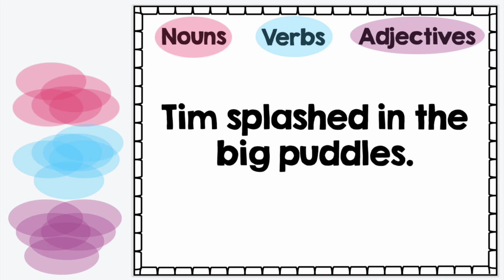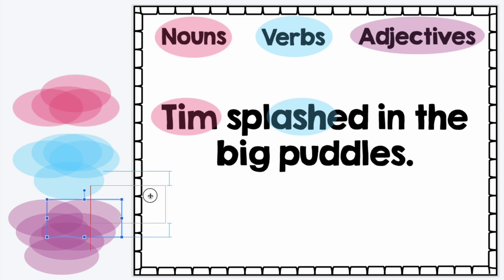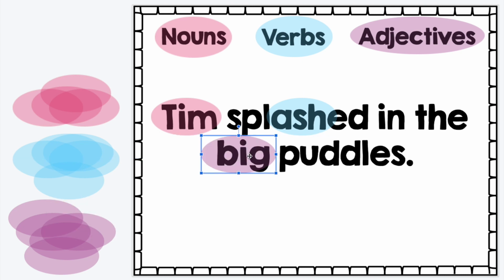Let's look at Tim splashed in the big puddles. So Tim is a person. I know that's going to be a noun. Splashed. That is something he is doing. So splashed is going to be a verb. In the big. Big is describing what the puddles are like. So I need to add purple for an adjective. Big is an adjective. And then puddle is a thing. So that's going to be a noun.